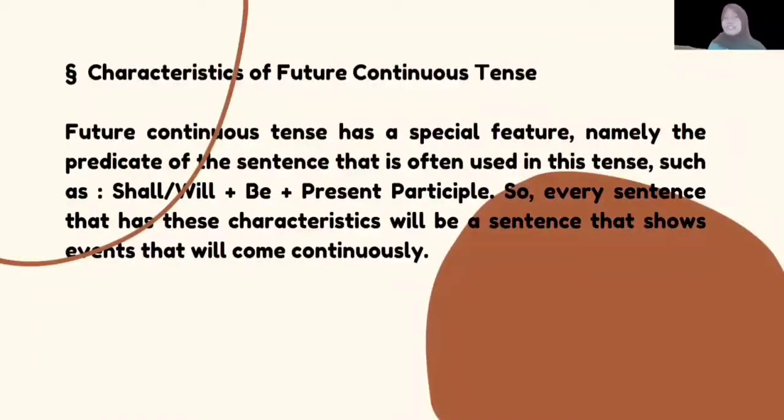Next, characteristic of future progressive or future continuous tense. Future continuous tense has a special feature, namely the predicate of the sentence that is often used in this tense, such as shall or will plus be plus present participle. So every sentence that has this characteristic will be a sentence that shows an event that will happen continuously.